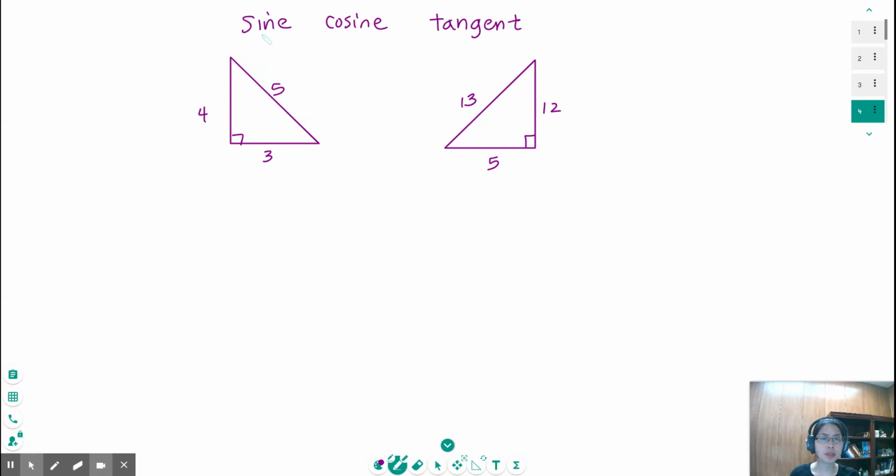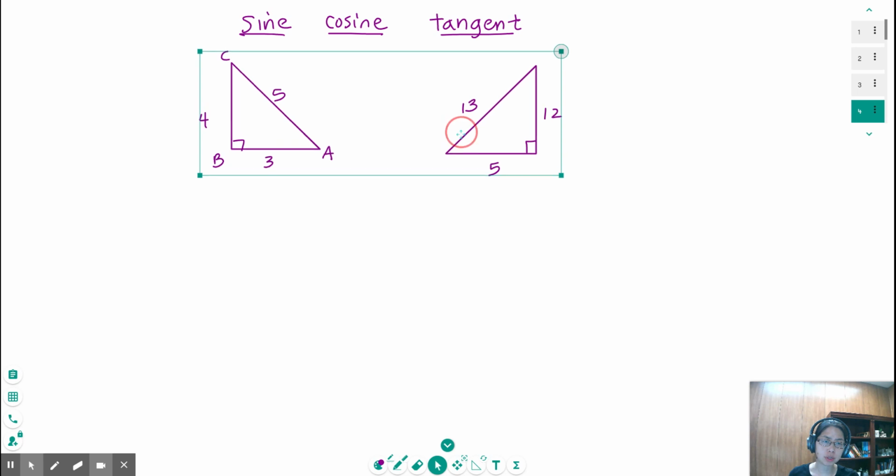All right, I am going to go ahead and talk about three trig functions: sine, cosine, and tangent. These relate the sides of a right triangle to the angles. So let's go ahead and look at the first one.